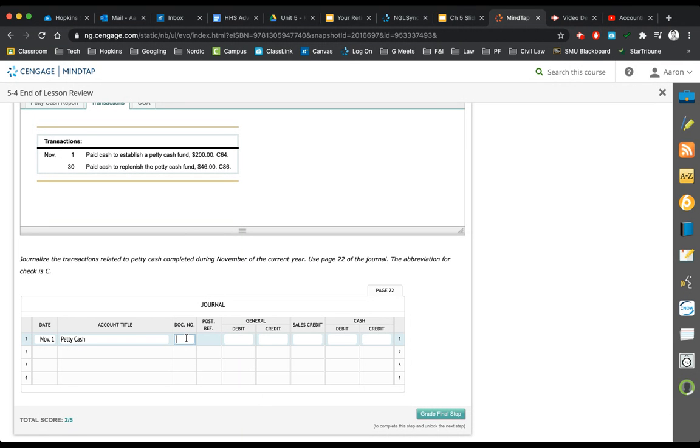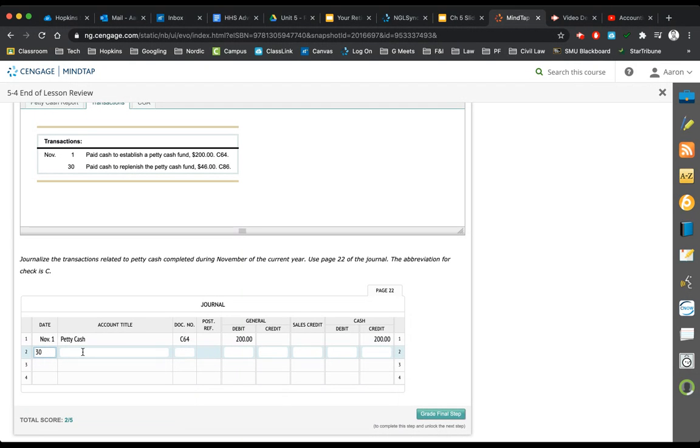We have our document number C64. We are going to debit petty cash for $200, and we're going to credit cash for $200. So again, we are transferring assets from cash in the amount of $200 to our petty cash fund right there. So that is the first transaction. The second transaction happens on the 30th.